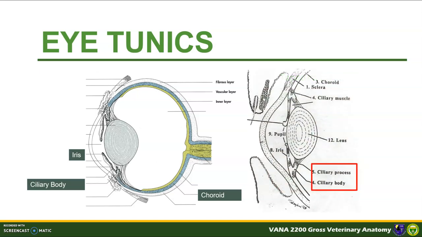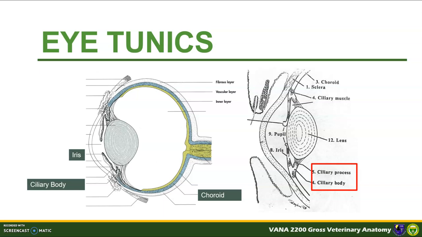The ciliary body is the thickest portion of the vascular tunic between the choroid and the iris. This consists of ciliary muscle and ciliary processes. Here are the ciliary muscles and the processes. The ciliary muscles are smooth muscles that alter the shape of the lens in the process called accommodation, while the ciliary processes are folds on the inner surface of the ciliary body that anchor the zonular fibers. The zonular fibers are the suspensory ligaments that hold the lens in position.